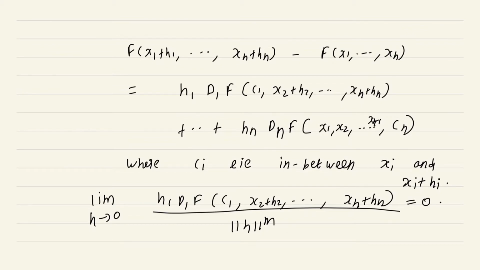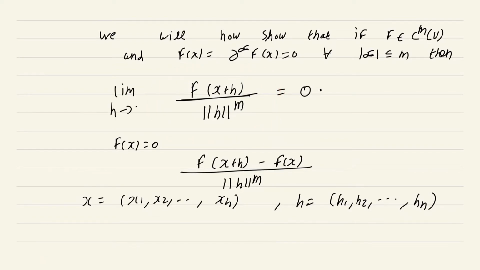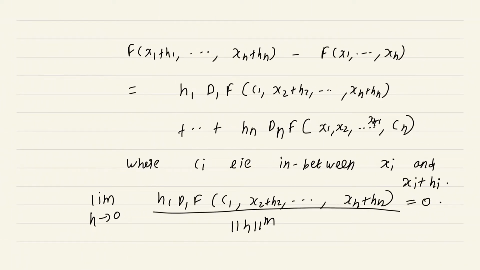This will in fact show the claim that we want, because ultimately our aim is to show that f of x plus h by norm h to the power m goes to 0. Of course I have forgotten the limit h going to 0 here, sorry about that. So our aim is to show that the limit h going to 0 of f of x plus h by norm h to the power m is equal to 0. There is an f of x that I have tackled on here because that's just 0, and we have evaluated the numerator using this long expression. So if you can show that each one of these terms divided by norm h to the power m goes to 0, then we are actually done.